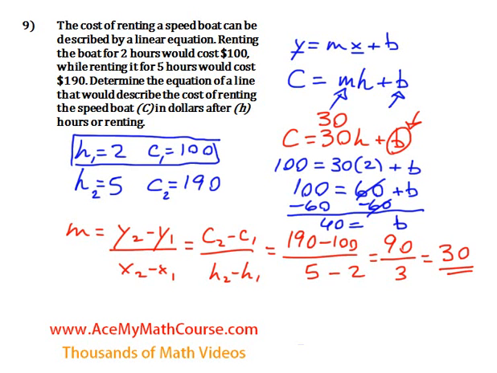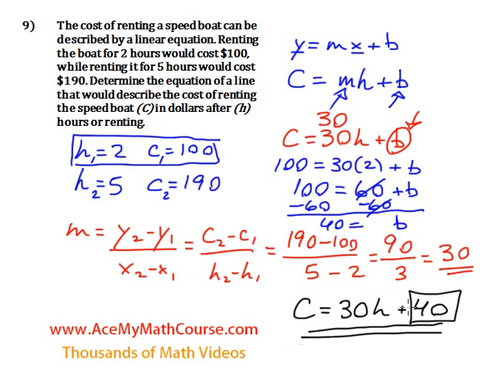So the equation of the line is, actually let me have it in blue. No, let's change the color to black actually. C equals 30H plus 40. And what does that mean? Well, we have a fixed cost component here of $40. And per hour, it's 30.